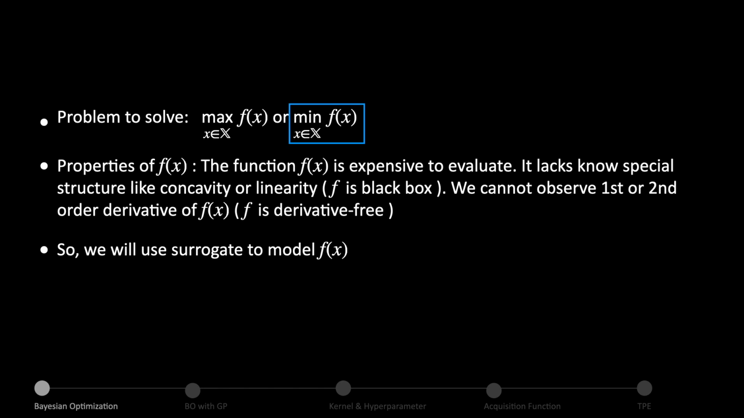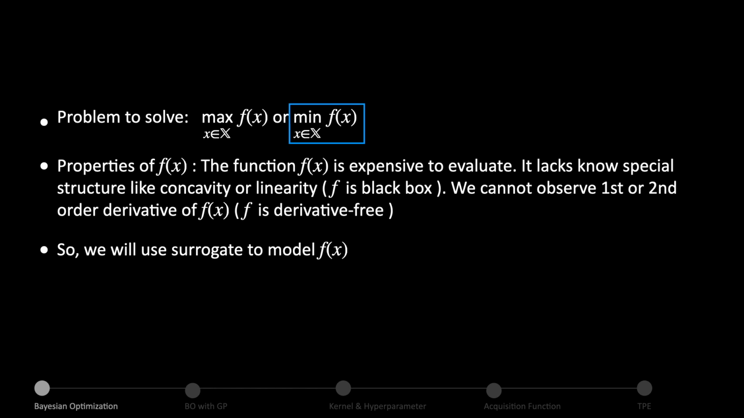BO focuses on solving the problem of maximizing or minimizing an objective function f of x. The following slides will focus on minimizing f of x, since in NAS, our target is normally to minimize the validation loss. The function f has several properties. f is expensive to evaluate, so the number of evaluations will be limited.